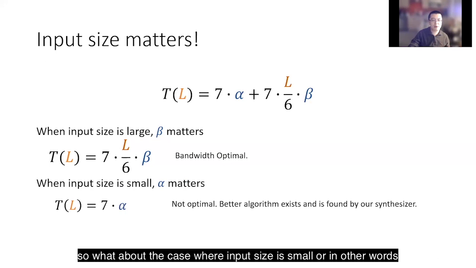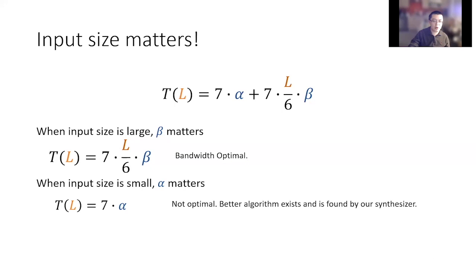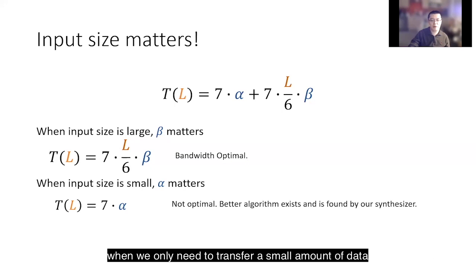So what about the case where the input size is small, or in other words, when we only need to transfer a small amount of data? The cost of the ring algorithm here is 7 alpha. In this case, 7 alpha is not optimal, and our synthesizer has found a better algorithm. We call the optimality where the input size is small the latency optimal.